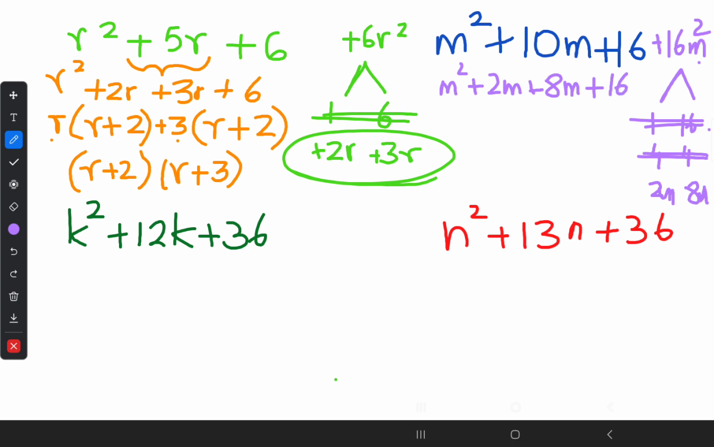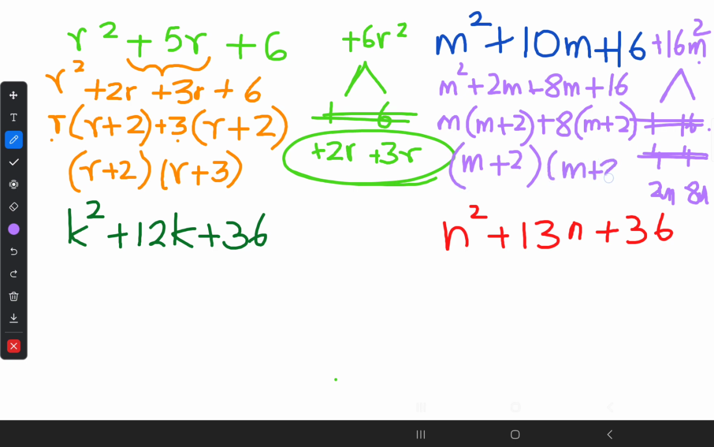Thereafter, let's factorize. From the first two terms, let's select m as a common factor: m plus 2. In the second two, 8m and 16, both are multiples of 8, so we can easily select 8 as a common factor. That will give you m plus 2 as well. Here, in both brackets the values are the same. That means our factorization was perfectly correct. So it would be m plus 2 and m plus 8. This would be the factorization.